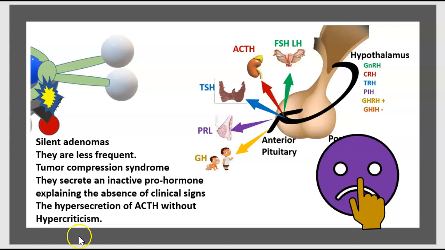Silent adenomas are less frequent. Tumor compress chiasma. They secrete an inactive prohormone, explaining the absence of clinical sign. The hypersecretion of ACTH without hypercorticism. Silent tumor, compression of chiasma.